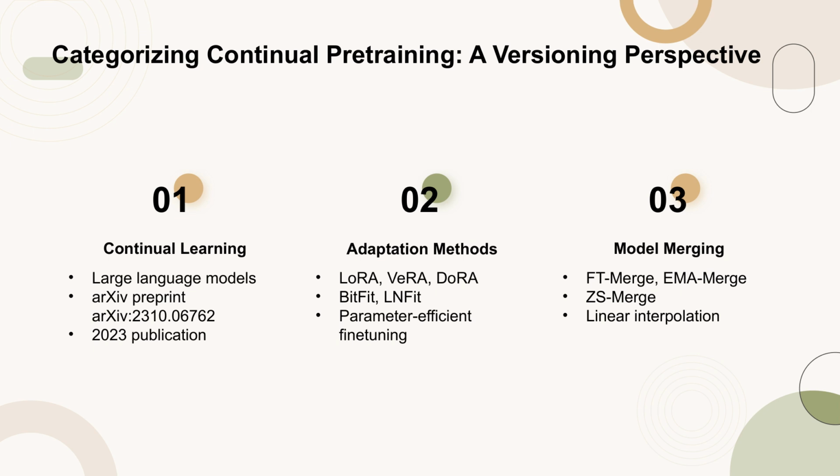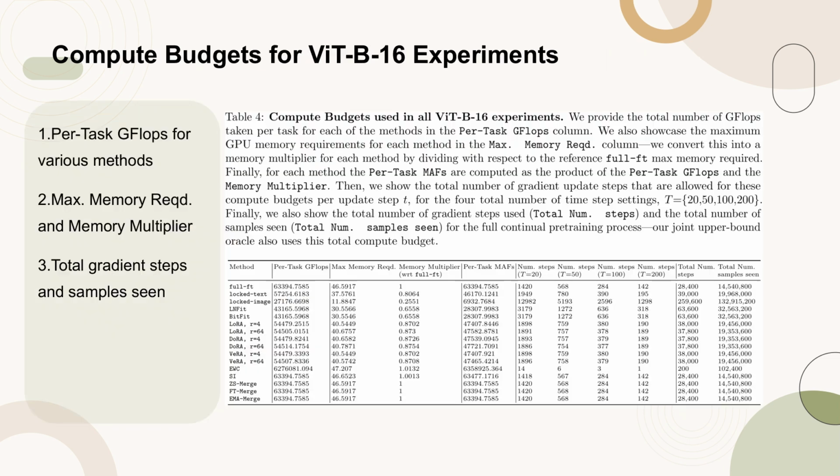Additionally, we explore model merging techniques such as FT-merge, EMA-merge, and ZS-merge, which utilize linear interpolation to integrate different model versions. These methods are crucial for managing the evolving nature of large language models and continual learning scenarios. Table 4 presents the compute budgets used in all of the B16 experiments, detailing the GFLOPs per task, maximum GPU memory requirements, and memory multipliers.